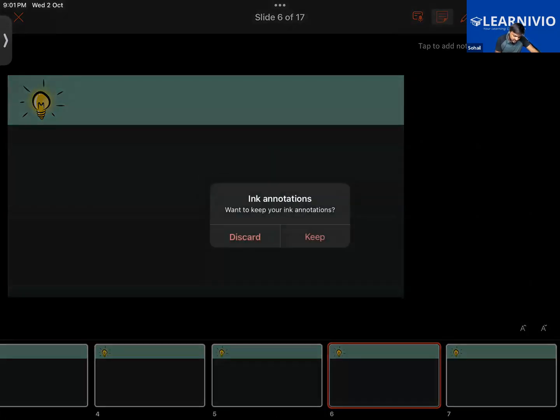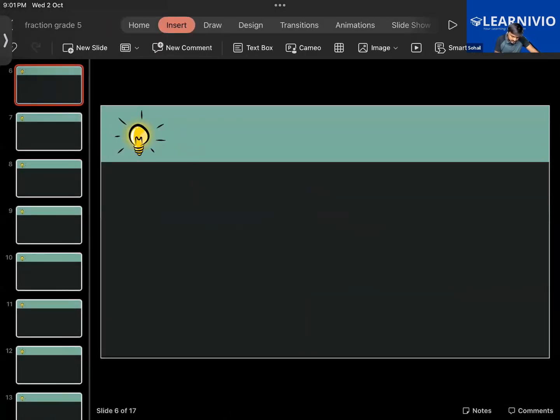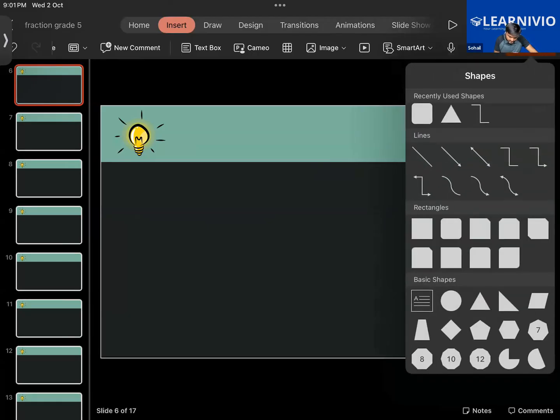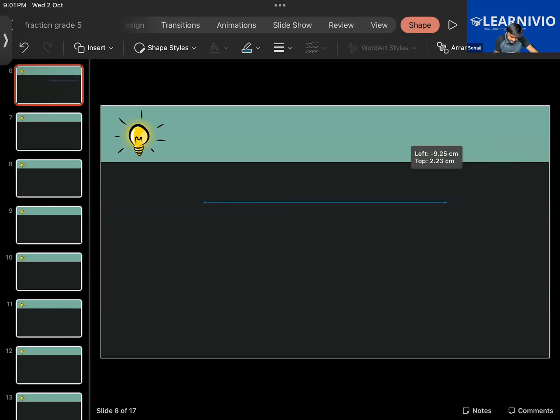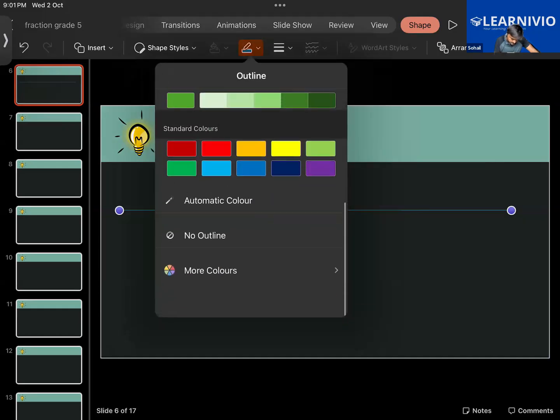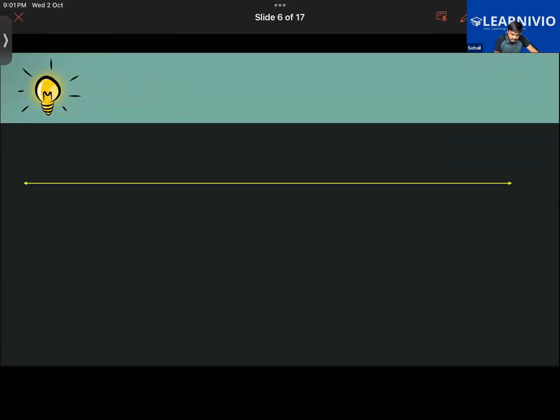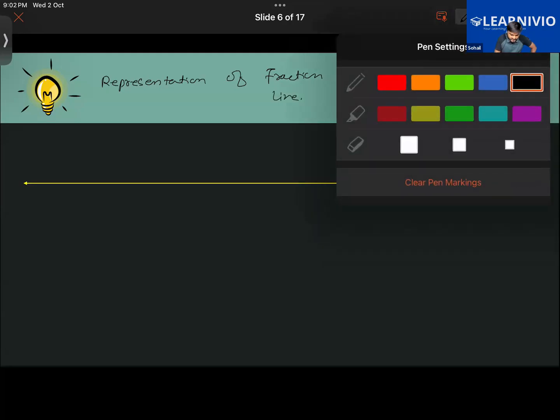For this purpose, let me take a line here and then we'll continue. Meanwhile, write down the topic: representation of fraction on a number line. What is the spelling of representation? R-E-P-R-E-S. I'm going to write it down by the way. Representation. Let me write it for you. Representation of fraction on a number line.